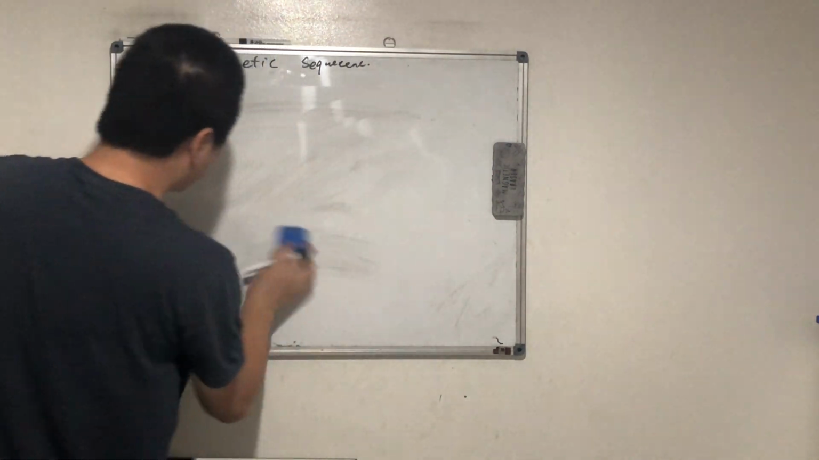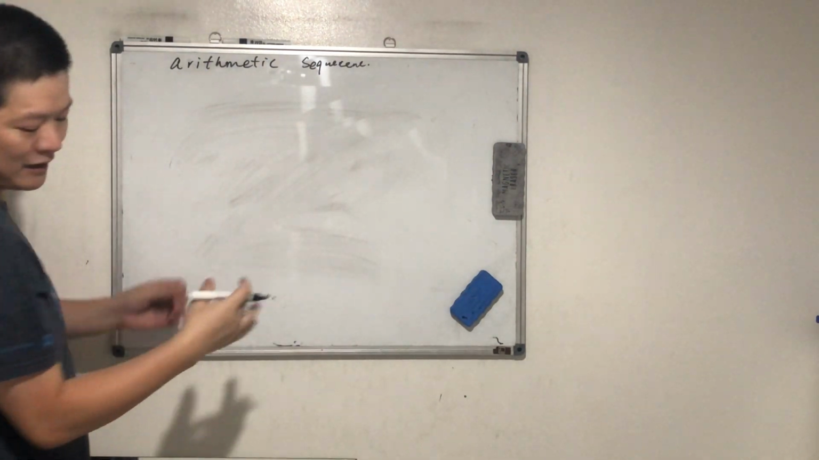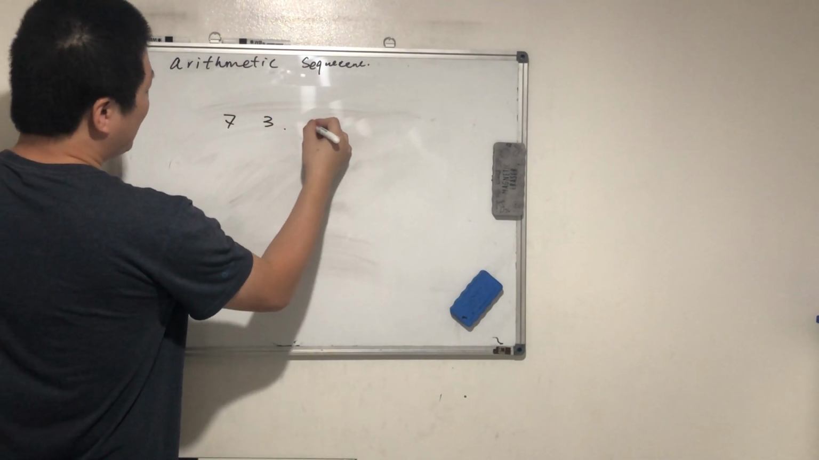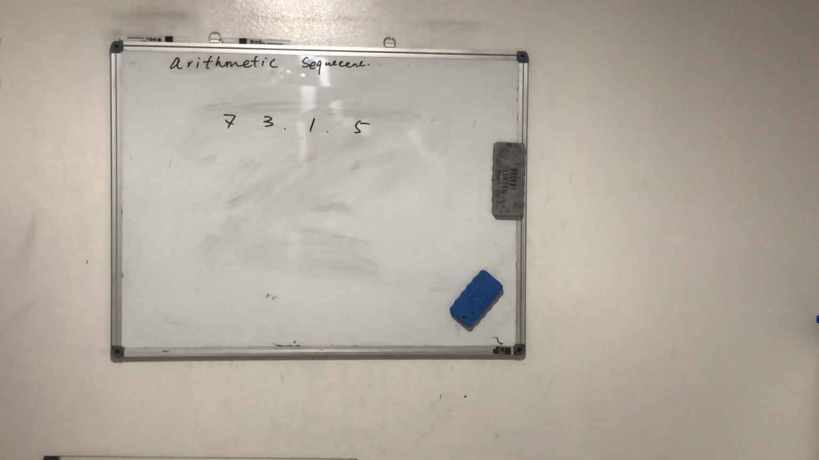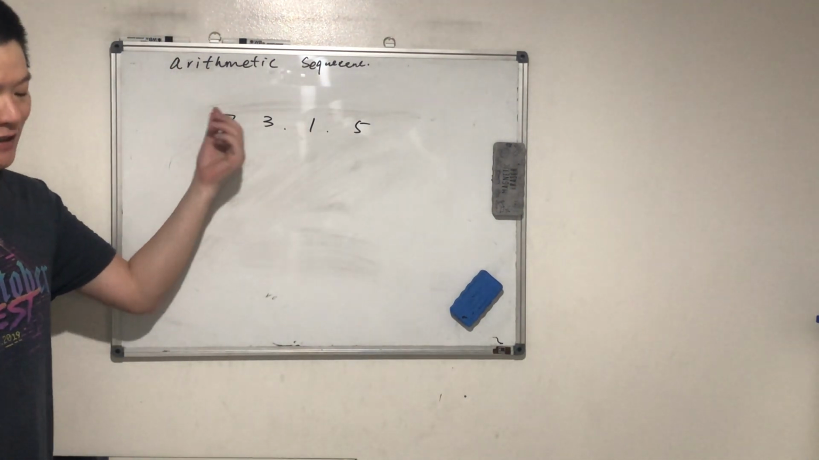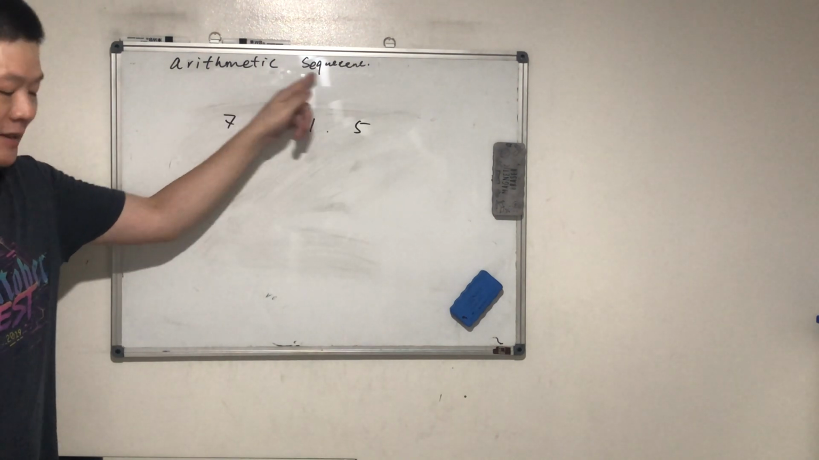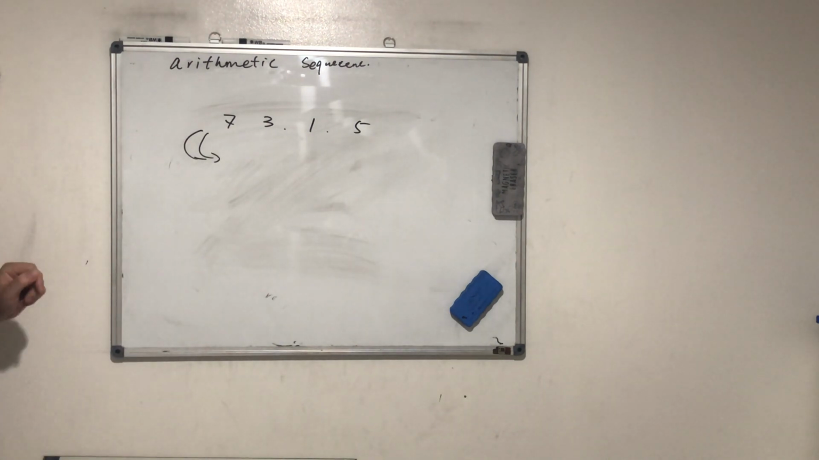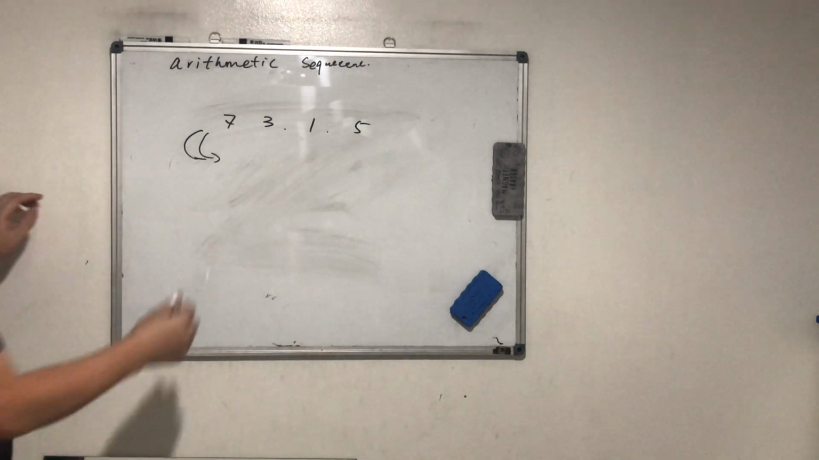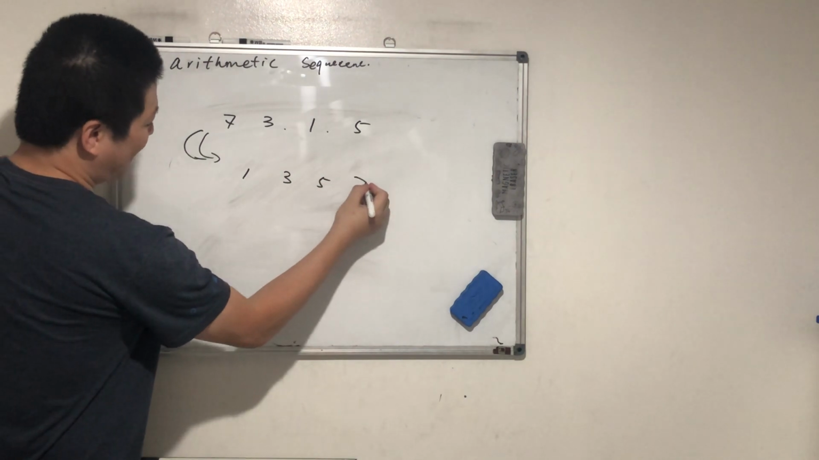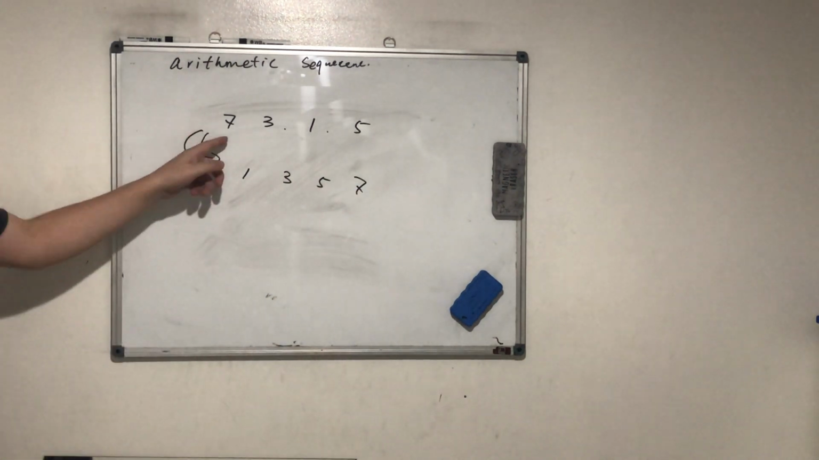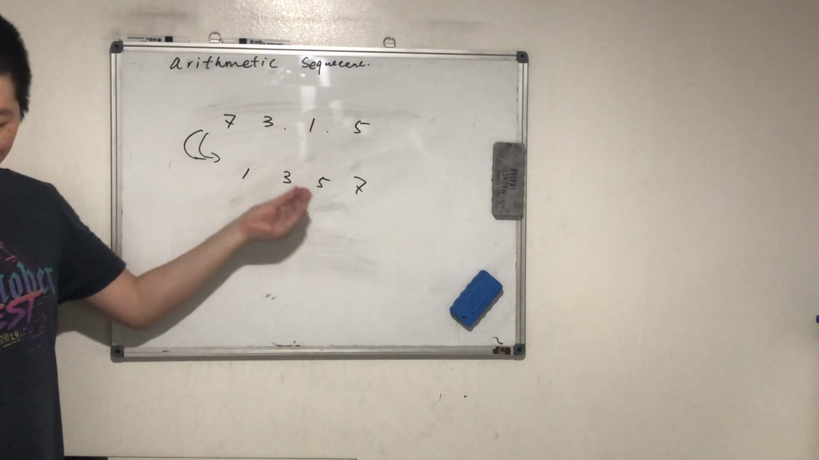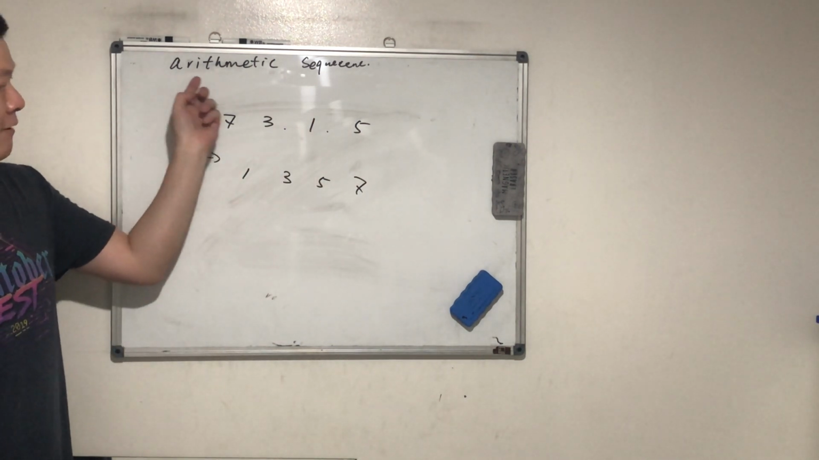Now I give you a few numbers, but they are not necessarily in order. For example, 7, 3, 1, 5. Can you tell me how you can rearrange these numbers to make it an arithmetic sequence? So can you do 1, 3, 5, 7, easy. Okay, so given a list of numbers, not necessarily in order, can you tell me if you can rearrange the sequence to make it an arithmetic sequence?